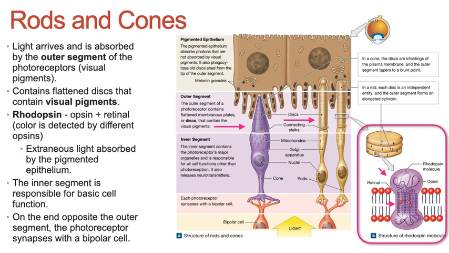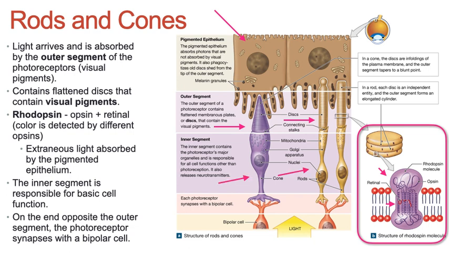Okay, so the opsin is what actually detects color, and there are different opsins in the different cones. So then you have the inner segment here, and then what you have up here are these pigmented epithelial cells. Now they are going to capture any of the light that doesn't interact with the rods or the cones.